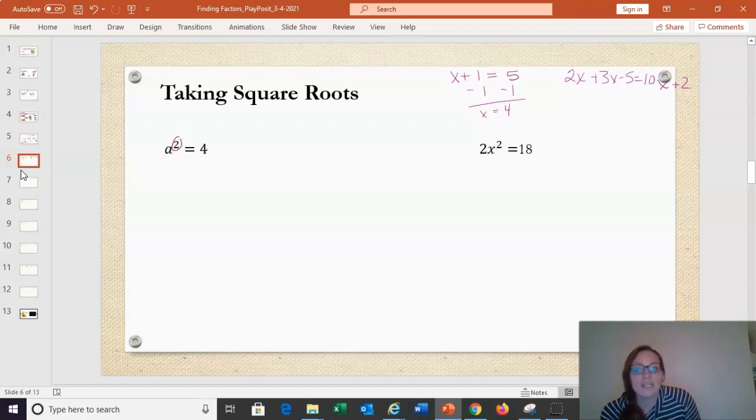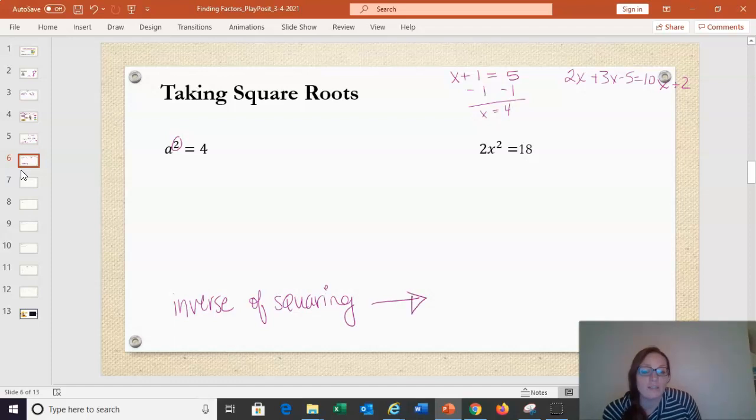Do you guys remember the inverse of squaring? Or the opposite operation of squaring? And it is square rooting. I just made that a verb. I don't know if that's right. But it's taking the square root.